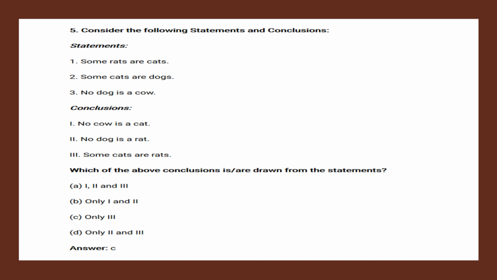The options are A first, second and third, B only first and second, C only third, D only second and third. And the answer is option C only third. Some cats are rats. Same, you can relate it with the first statement: some rats are cats.